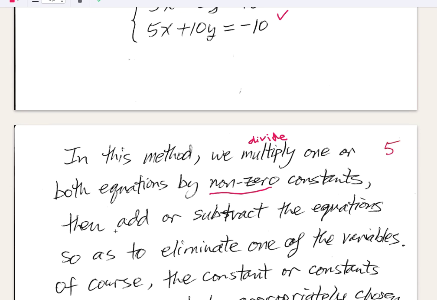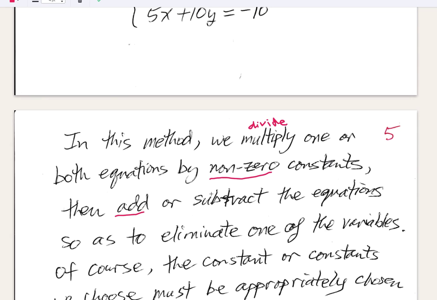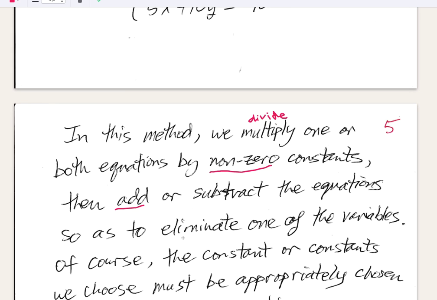Okay, so we could add or subtract. Typically, we will be adding. Again, you would never actually need to subtract if you use the right constants here. Addition would always be possible. But anyways, we'll add or subtract the equations so as to eliminate one of the variables. Okay, this is where the term comes in, elimination. You want to eliminate one of the variables.